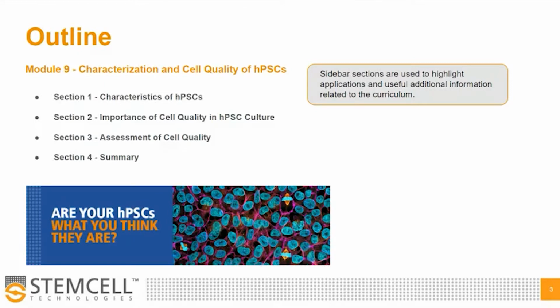This module contains 4 sections. Section 1, Characteristics of hPSCs. Section 2, The importance of cell quality in hPSC culture. Section 3, How to assess cell quality looking at different characteristics of hPSCs. And Section 4, the summary. Sidebar sections will highlight applications and other useful information related to the curriculum.